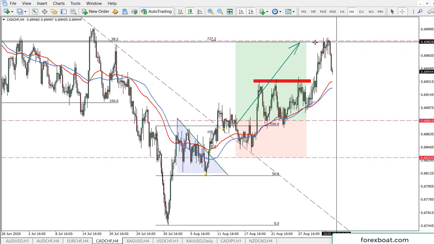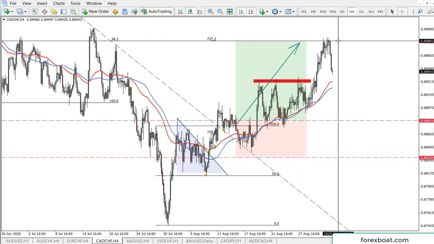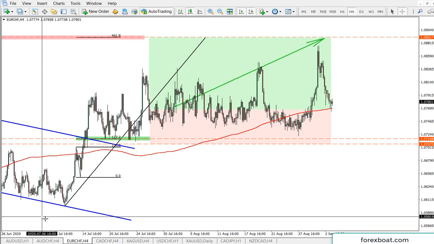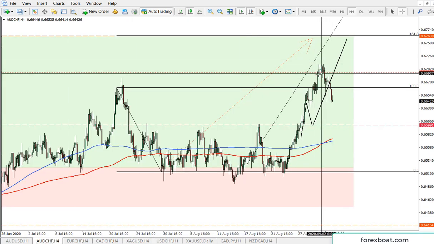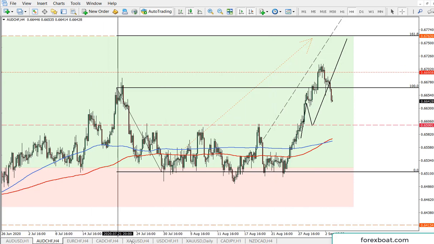Canadian Swiss franc target reached. Besides, you can see, guys, that we have reached the target on the Canadian Swiss franc. Euro Swiss franc also corrected down sharply. Australian Swiss franc also reached the first target. So this could be the Swiss franc strength from this point onwards.